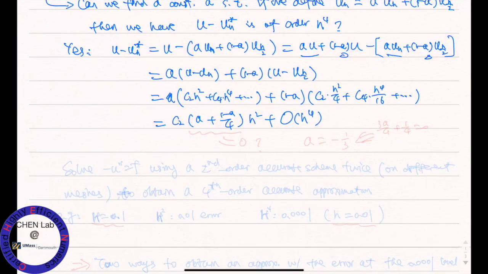The question then becomes, can the linear combination be more accurate? Can we make this 0? The answer is yes, if you set a to be negative 1 over 3. That's a minus a over 4, that's 3a over 4 plus 1 over 4 equal to 0.